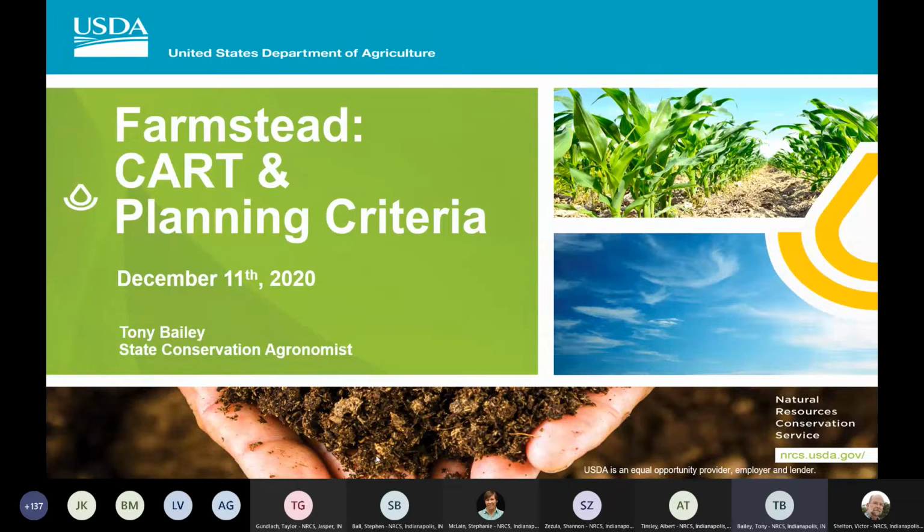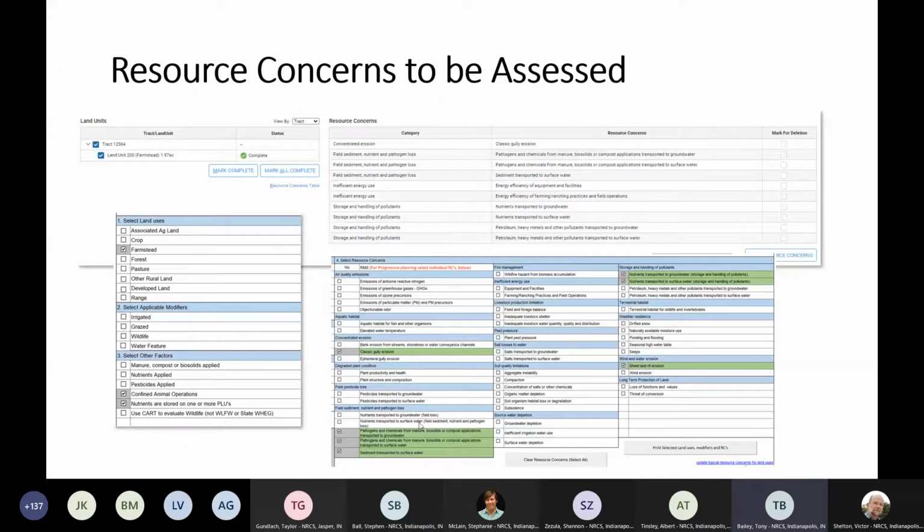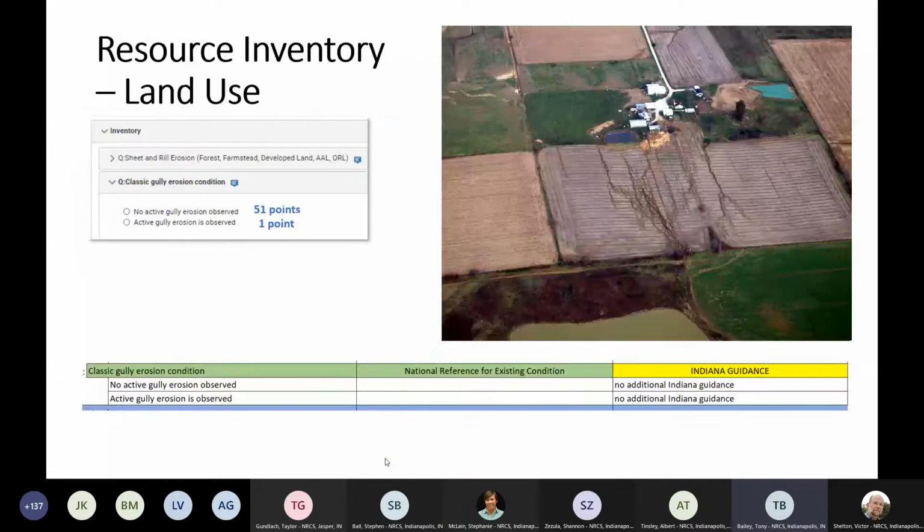So digging into those a little bit more in CART, as these resource concerns are assessed, we know in this example, we brought up farmstead and added confined animal operations and nutrients on here so we could have these resource concerns show up. We're going to have those likely load in here. We'll look at these a little more.